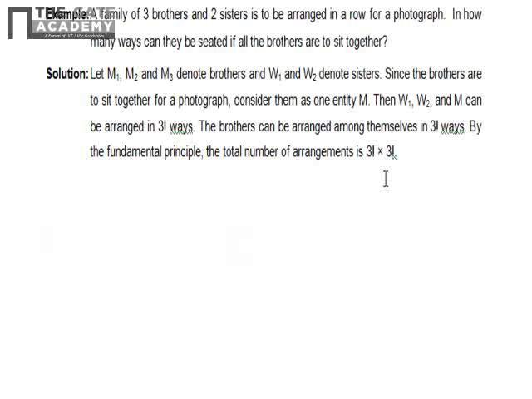Okay, so here I have assumed M1 M2 M3 for brothers and W1 W2 for sisters. Since the brothers are to be seated together for the photograph, consider them as one entity M, and the remaining W1 W2. So these 3 things, that is one bunch of brothers and 2 sisters, are considered as 3 objects. So these 3 objects can be arranged in 3 factorial ways, and the 3 brothers M1 M2 M3 can be arranged among themselves in 3 factorial ways. That means the total number of ways is 3 factorial into 3 factorial. Suppose there would have been no condition, then the simple answer would have been 5 factorial, because 3 brothers plus 2 sisters is equal to 5.